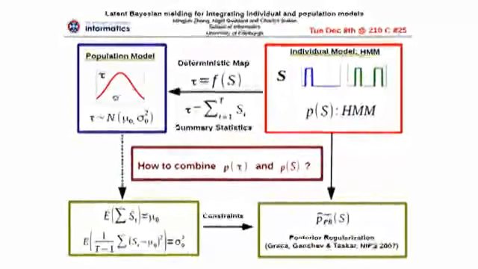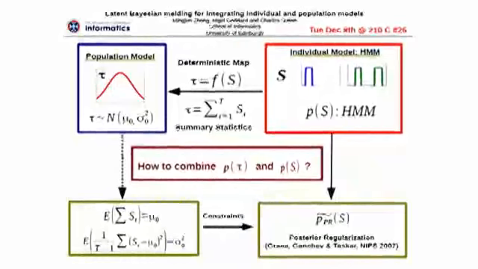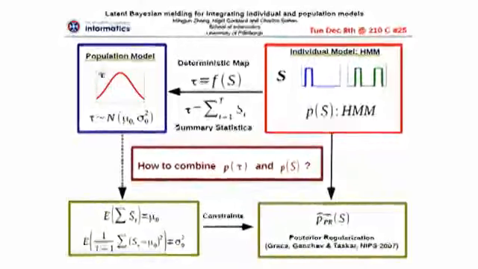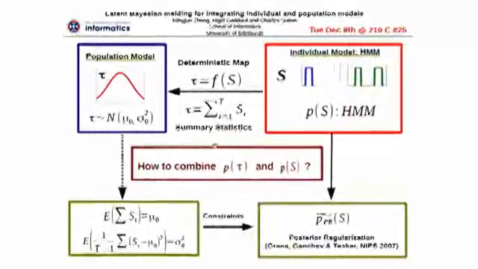So this could be just the normal distribution. And at the same time, tau is a function of S. Here it is just the sum of the sequence S. So then we have the distribution p(tau) and p(S), and also the function f here. So our question is how to combine p(tau) and p(S).